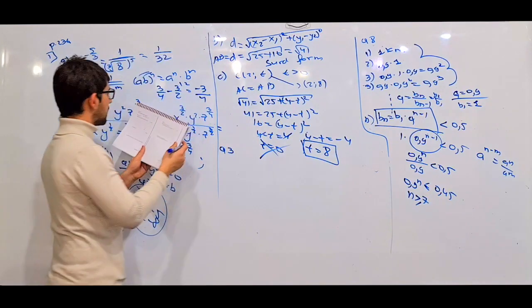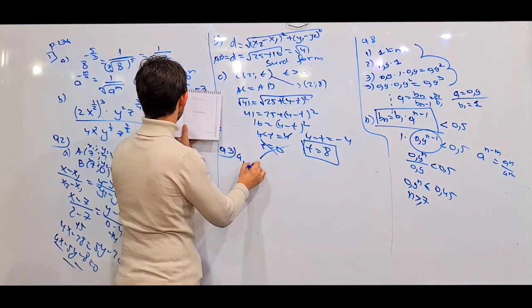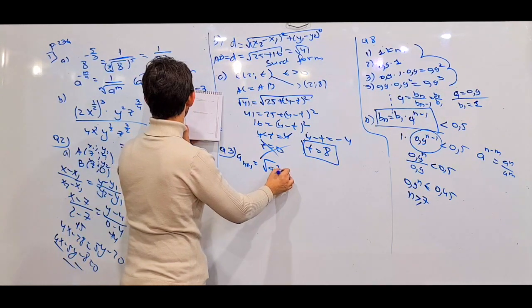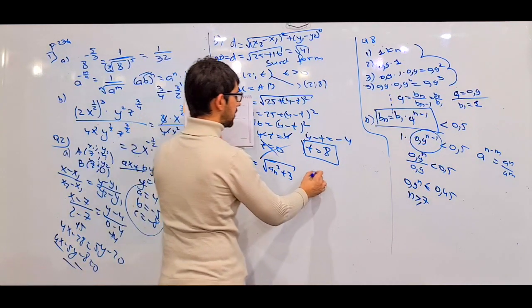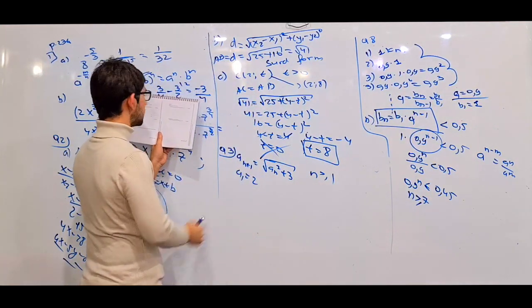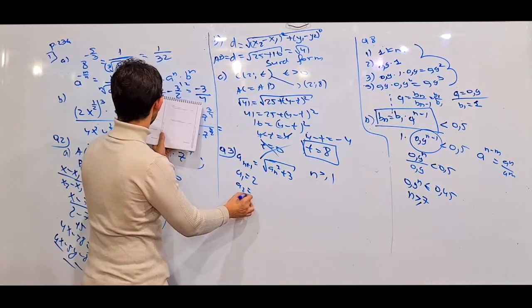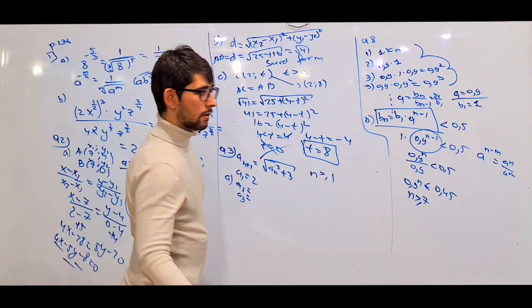Question number 3. A sequence of positive numbers is defined by a(n+1) equals the square root of a(n) squared plus 3, for n greater than or equal to 1. If the first term is 2, find the second and third term. This is part A.